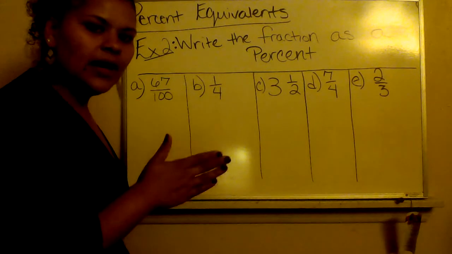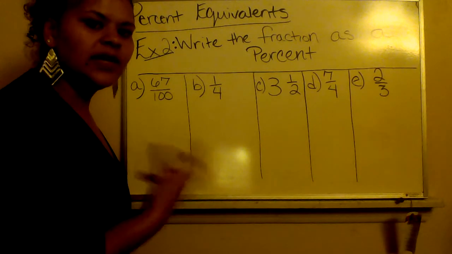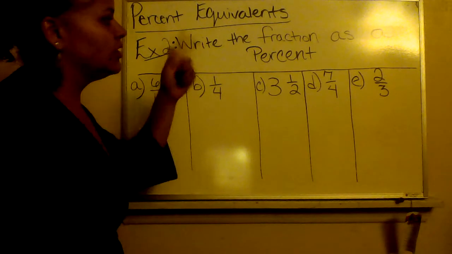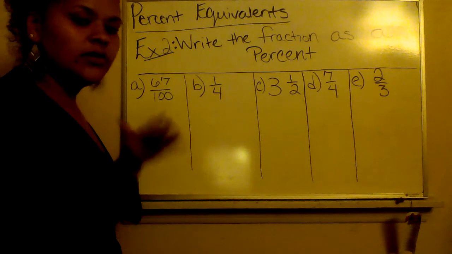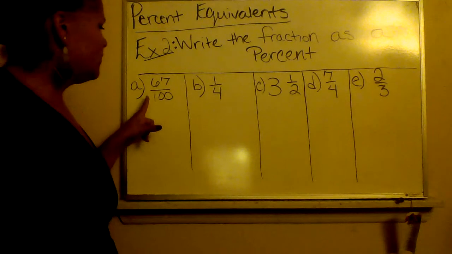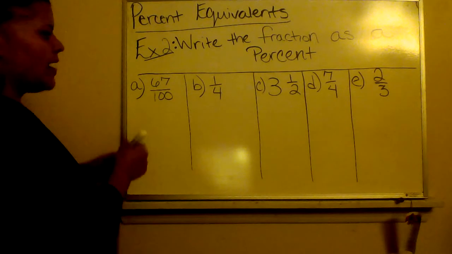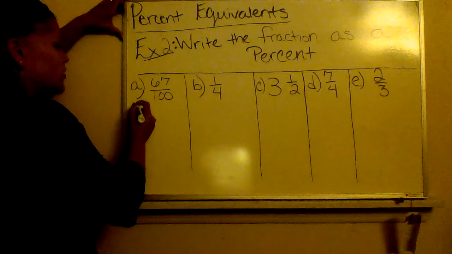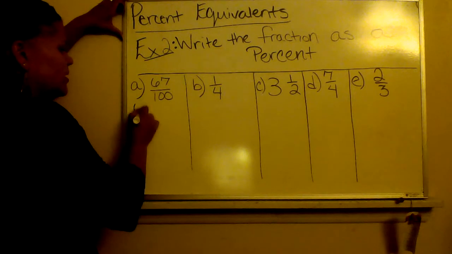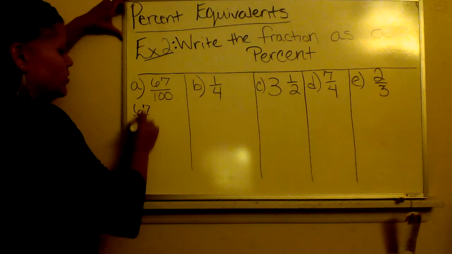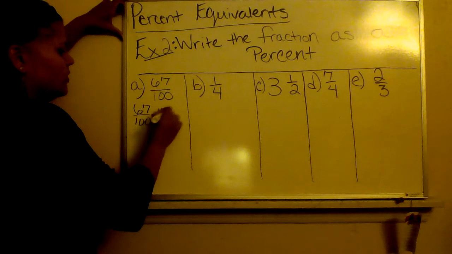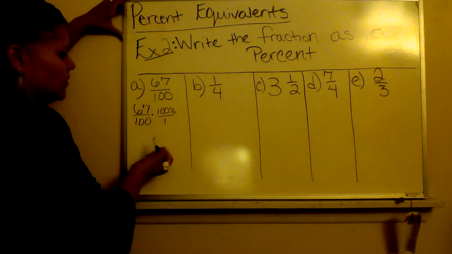Okay, so now we're going to find percent equivalents for fractions. So what we're going to do is write the fraction as a percent. We're going to start off by using this first one. What you do is actually set up a multiplication problem. So you have 67 over 100. You're going to multiply that by 100% over 1. So that automatically gives you the percent.